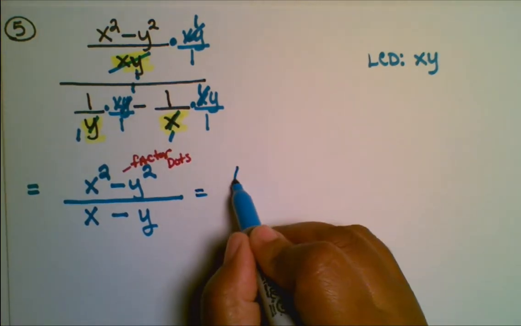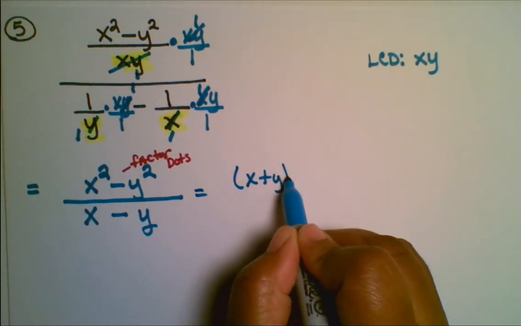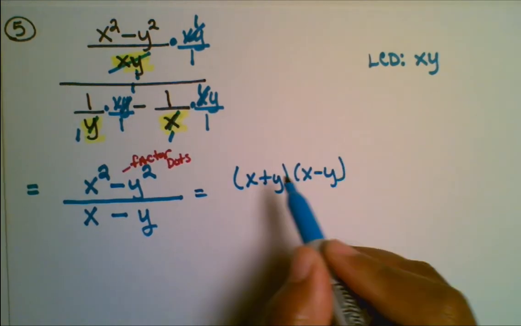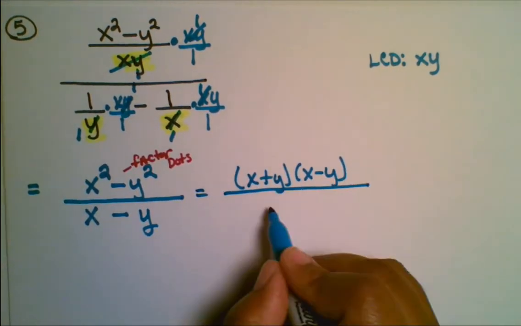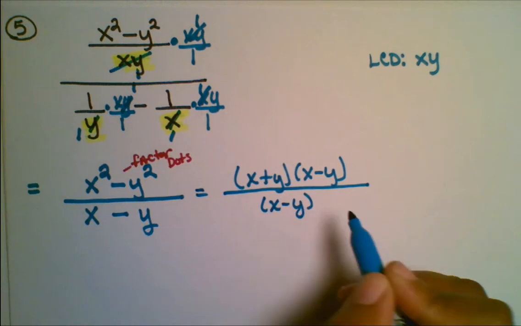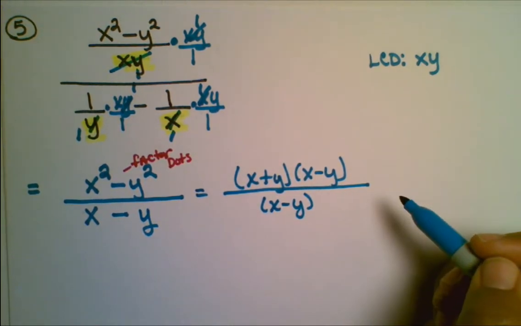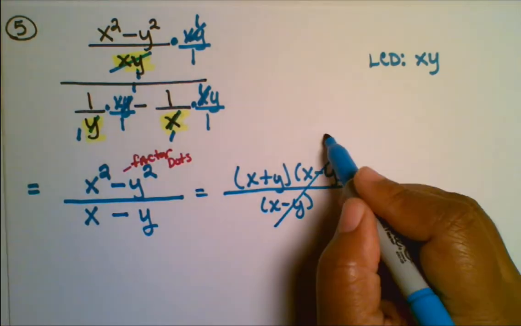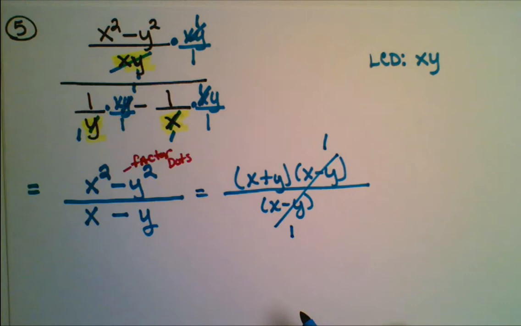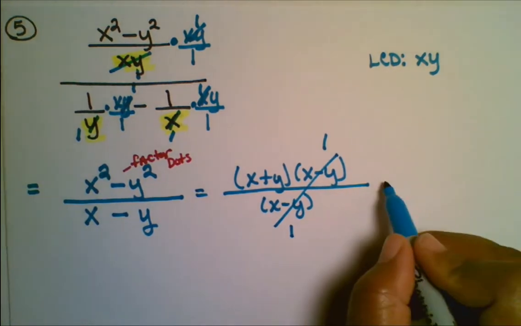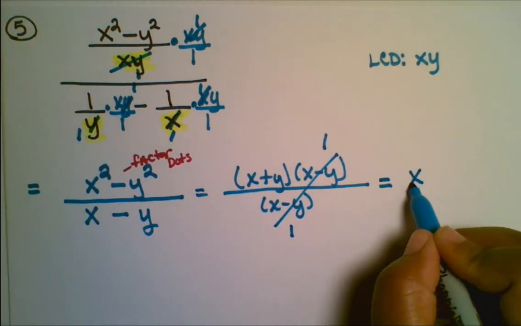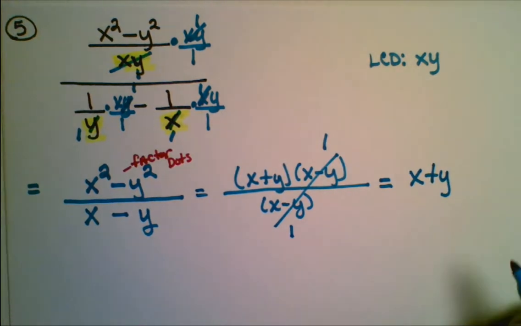In our numerator, we have x plus y times x minus y all over x minus y. And then cancel all pairs that are common to the numerator and denominator. We're going to cancel out the x minus y's. And what is left, we have x plus y as our solution.